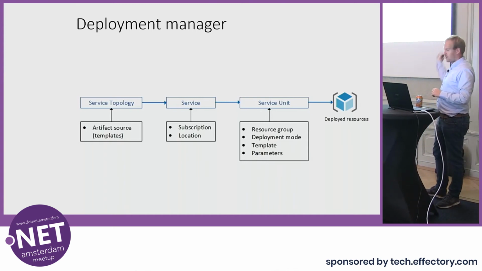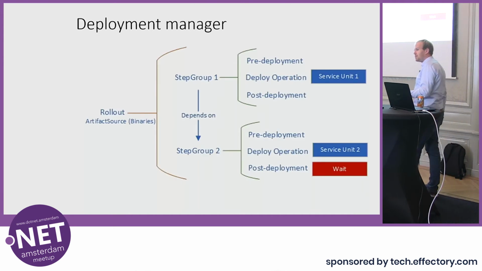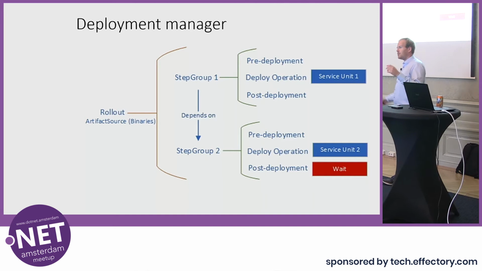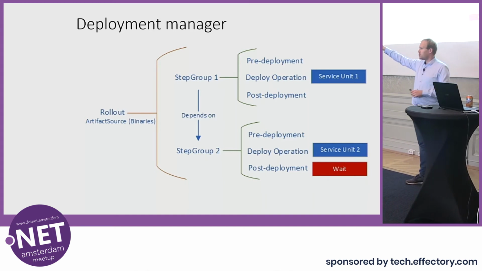And next to this service topology, I can create what is called a rollout description. And a rollout description says, let's take this template and put it in these 2 service units. And then wait 4 hours. And then do a health check. And then take this ARM template and put it in that service unit.